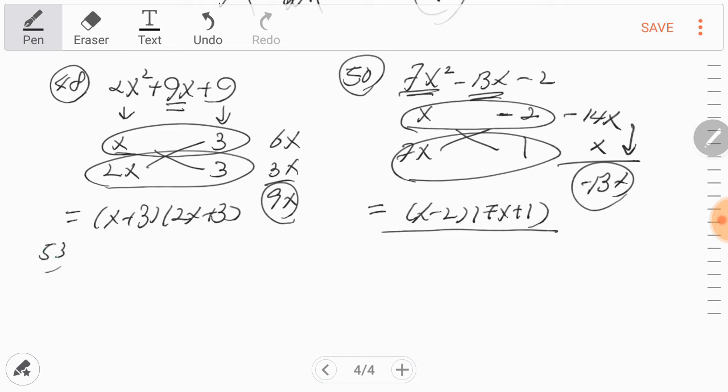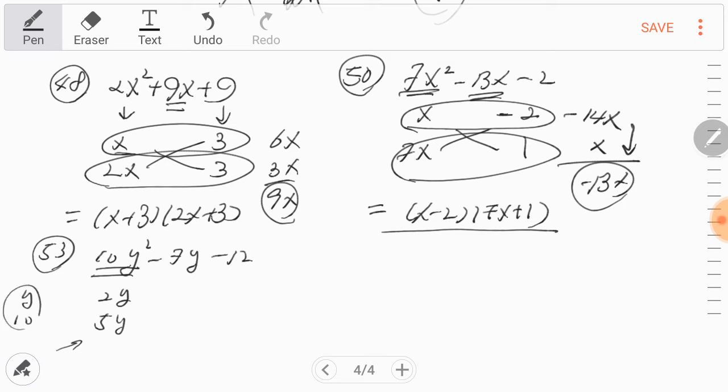Okay, let's try another one, 53. 53 is 10y squared minus 7y minus 12. The first term can be the product of 2y times 5y or y times 10y. So let's try 2y times 5y first. If it's not working, then we will try y times 10y later.